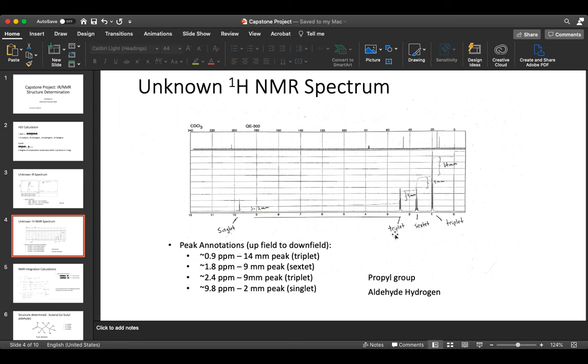It's important to note that I think this triplet, sextet, triplet is actually pretty characteristic of a propyl chain. The triplet indicating 2 neighbors, the sextet indicating 5 neighbors, so 2 on one side, 3 on the other, and the triplet indicating 2 neighbors.